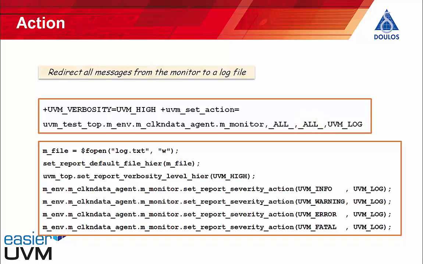So talking through the procedural code, we're opening a file, making a set report call in order to set that file. Even if you're applying the setting from the UVM command line, you still need to open the file itself and make the call to set report default file hierarchical from inside the System Verilog code. You can't actually open the file from the command line. The set report verbosity level, however, you can do from the command line with the plus verbosity flag, and then we're setting the report severity action.